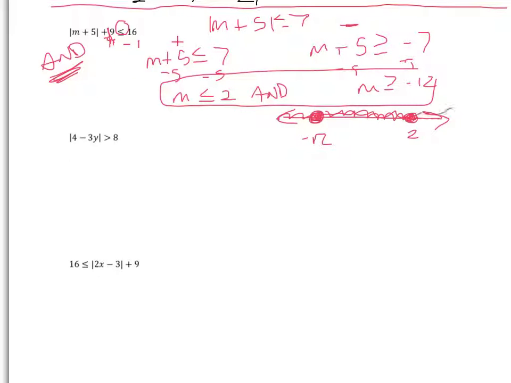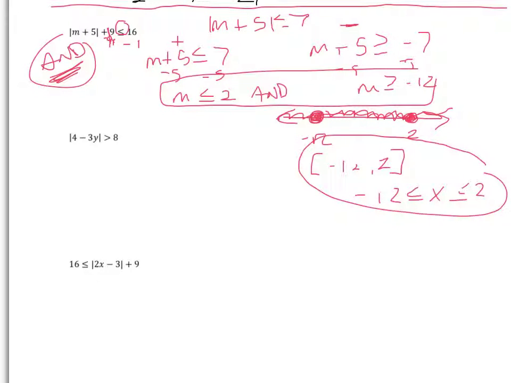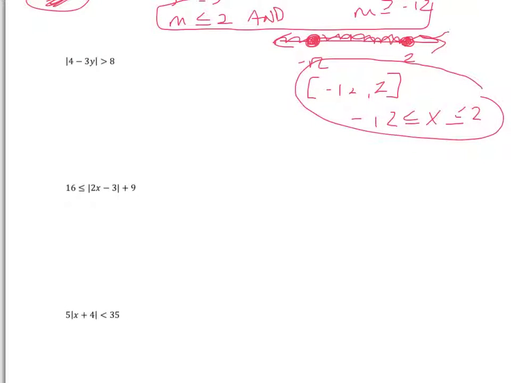Shading to the right. The overlap part, because this is an "and," so the solution, we could say it's negative 12 to 2, including both those endpoints. Or we can turn this into that compound inequality. Negative 12 is less than or equal to m, which is less than or equal to 2. And once again, we can do that because this is an "and" problem, and "and" problems we can always write as compound inequalities.